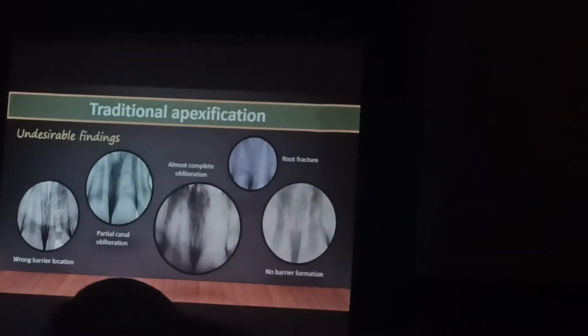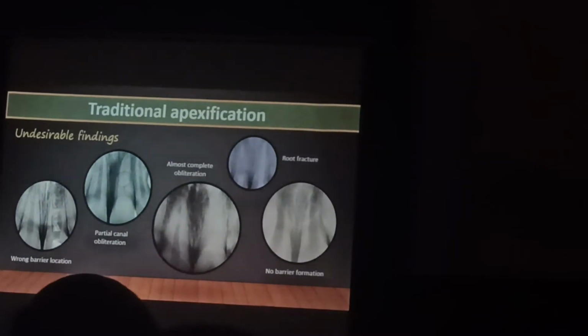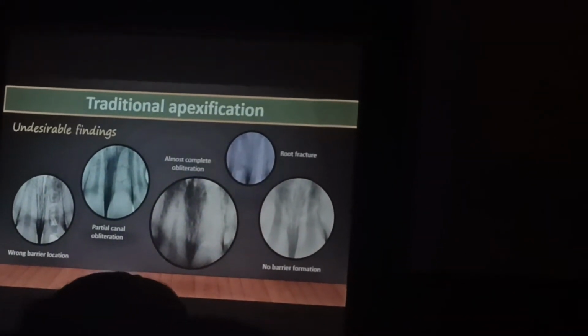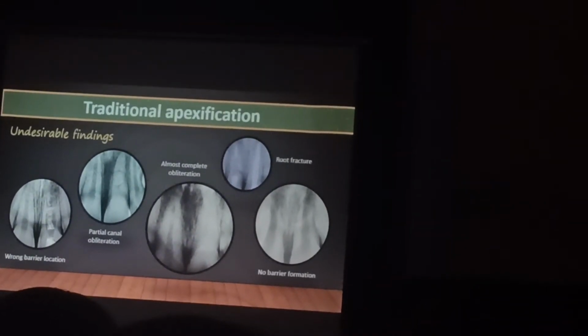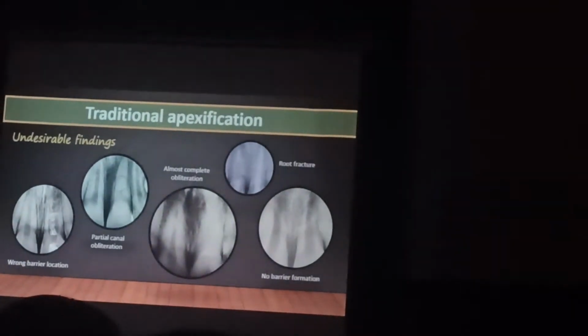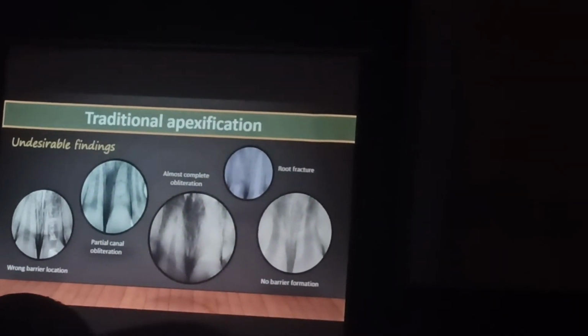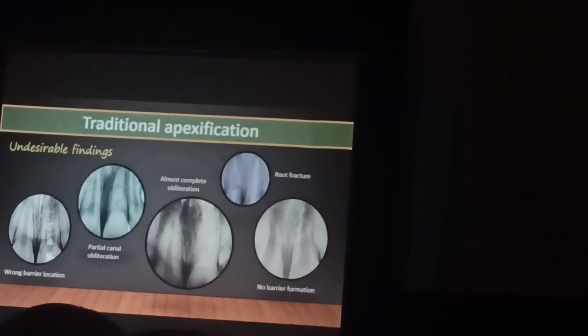There are also undesirable findings after the treatment using calcium hydroxide. For example, we may get the wrong barrier location. Actually, we would like to get a barrier at the end of the root. But sometimes we place the calcium hydroxide in a different position. Maybe we get the wrong position of the barrier that we would like to achieve.